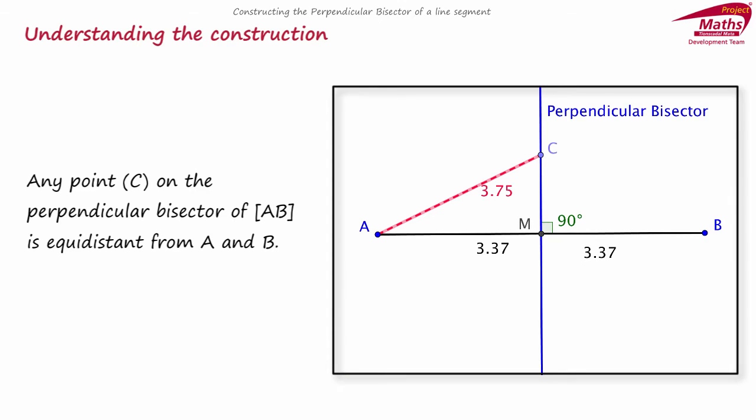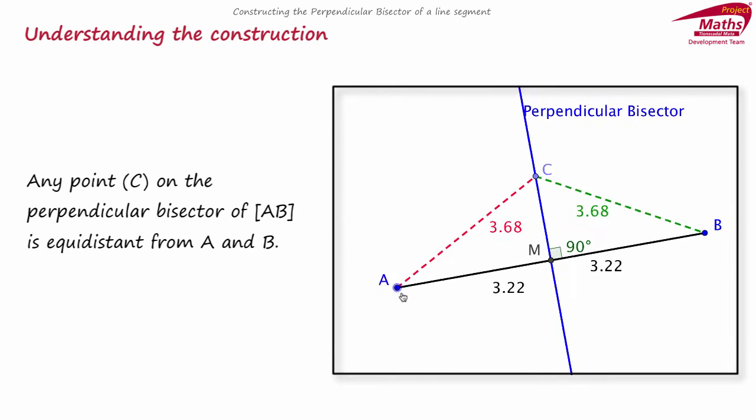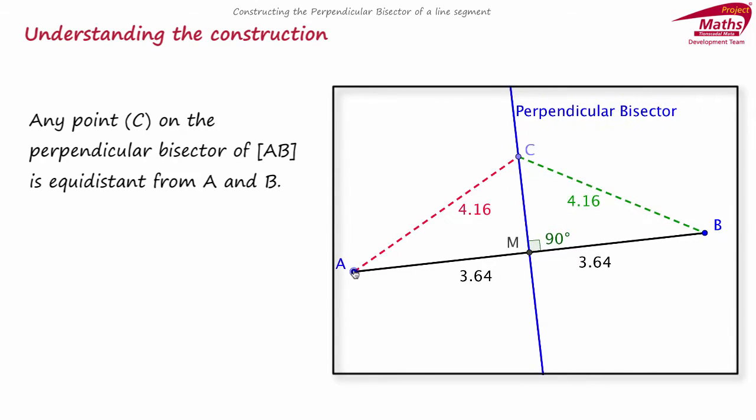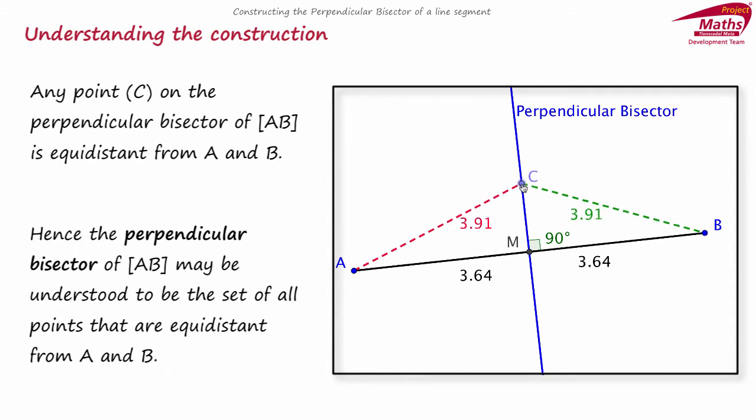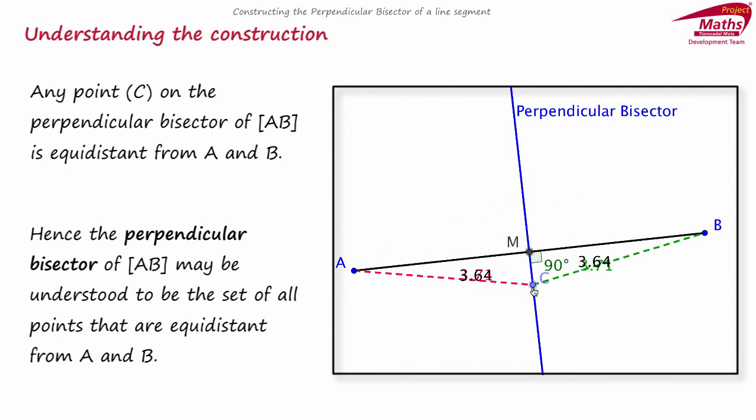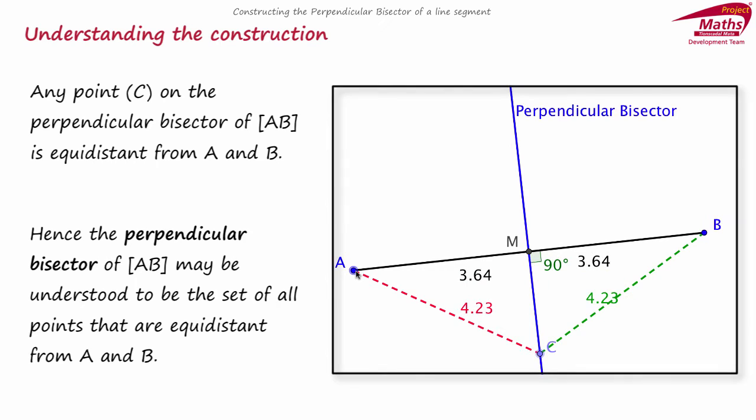Any point on the perpendicular bisector of AB is equidistant from both A and B. Hence, the perpendicular bisector of the line segment AB may be understood to be the set of all points that are equidistant from both A and B.